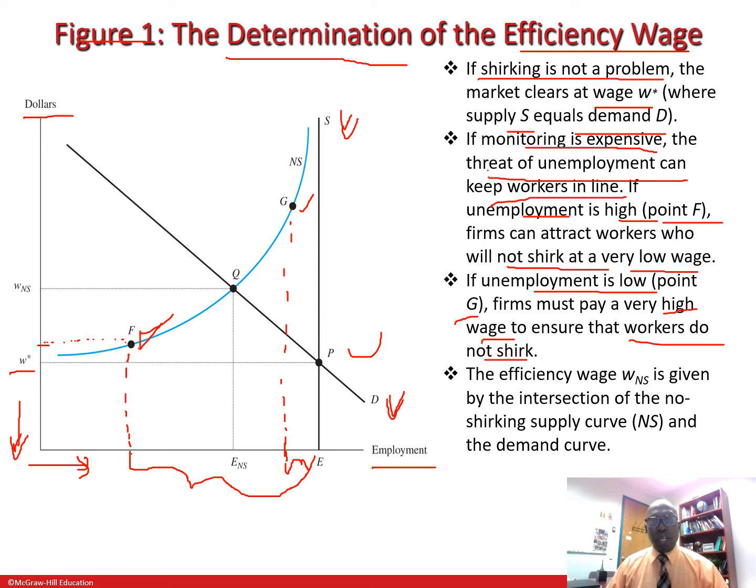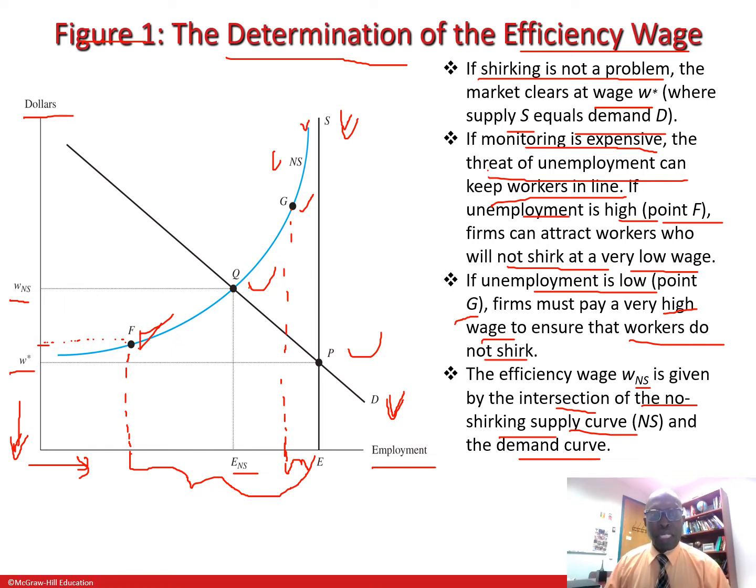The efficiency wage, W and S, is given by the intersection of the non-shirking supply curve NS and the demand curve. The non-shirking supply curve, the upward sloping blue line here, and the demand curve cross right here at point Q. The efficient non-shirking employment will be N, E, and S, and the equilibrium wage will be W and S.